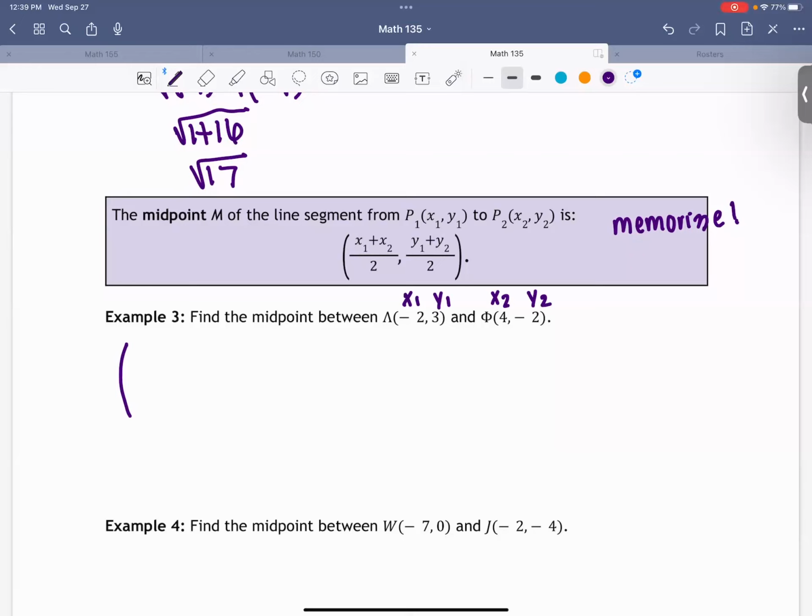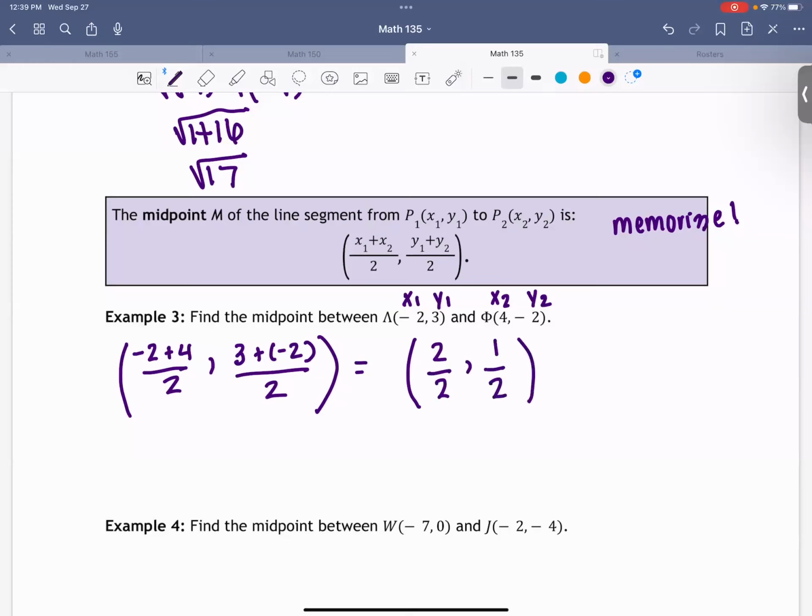So I have to put the parentheses, and we got -2 plus 4 over 2. And then the second coordinate is 3 plus -2 over 2. Let's try to simplify that. We have -2 + 4 is +2, right? 3 + -2 is +1. So I have 2/2, 1/2. And if I simplify this even more, 2/2 is 1. We got (1, 1/2). That is my midpoint.